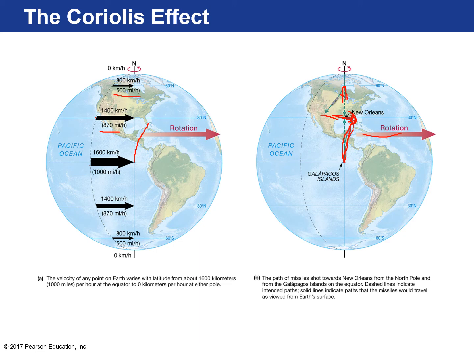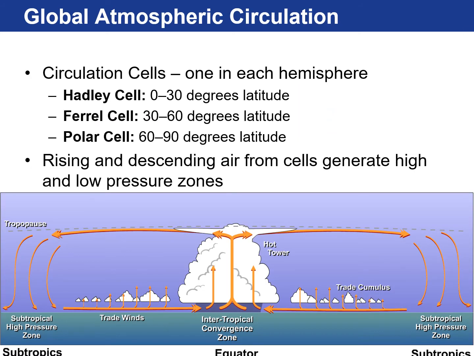Obviously, we have technology to make adjustments for the Coriolis effect, and those missiles would land a little closer to New Orleans. But that's the Coriolis effect, and the reason why we talk about it is because of how it appears to deflect the path of missiles. Air masses that move across latitude areas on the surface of the Earth are going to be deflected to the right in the northern hemisphere and deflected to the left in the southern hemisphere.